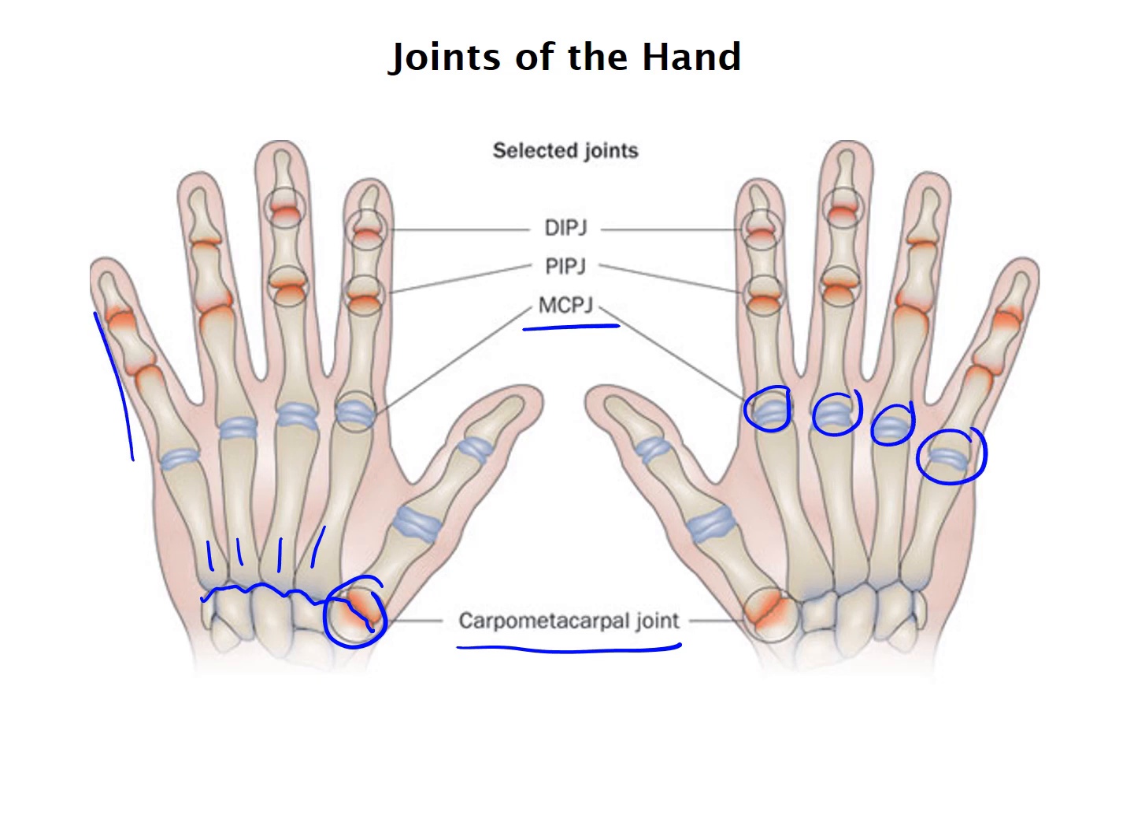And then each digit, except for the thumb, has 2 interphalangeal joints. There's a PIP joint, which is a proximal interphalangeal joint, and there are also DIP joints, distal interphalangeal joints. The thumb, however, only has a single interphalangeal joint.